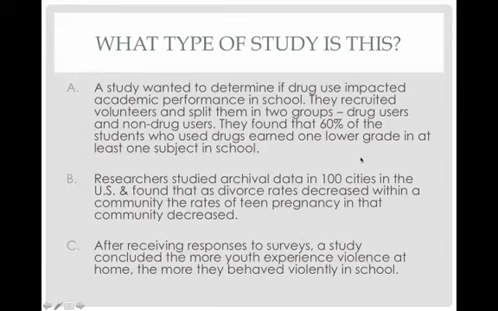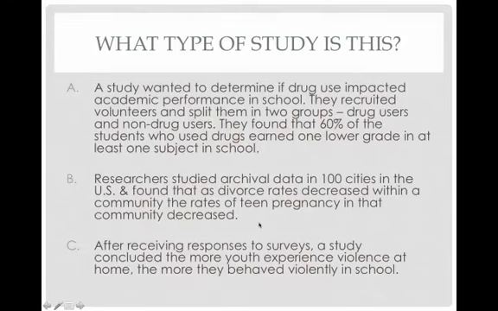Researchers studied archival data in 100 cities in the U.S. and found that as divorce rates decreased within a community, the rates of teen pregnancy in that community decreased as well. So we see here that that information was obtained from archival data. So this would let you know that this is a correlational study. Again, we're not able to determine cause and effect with the data that has been collected.